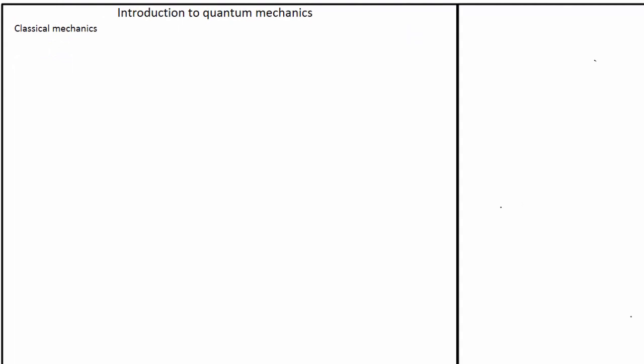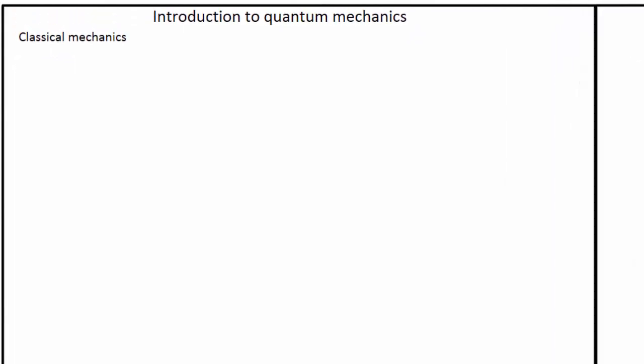Welcome to this course in quantum mechanics. In this introductory lecture, we'll look at quantum states and the Copenhagen and the probabilistic interpretation of quantum mechanics. Let's start things out by looking at some classical mechanics.